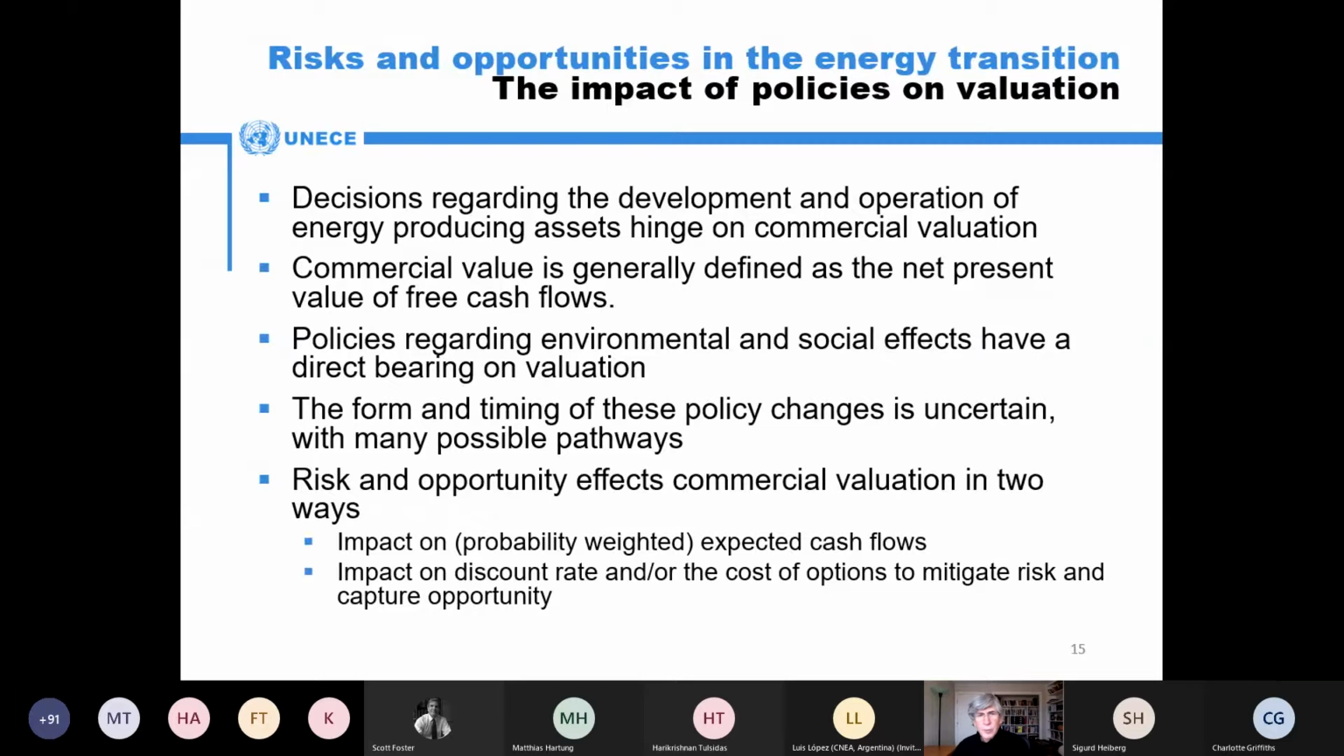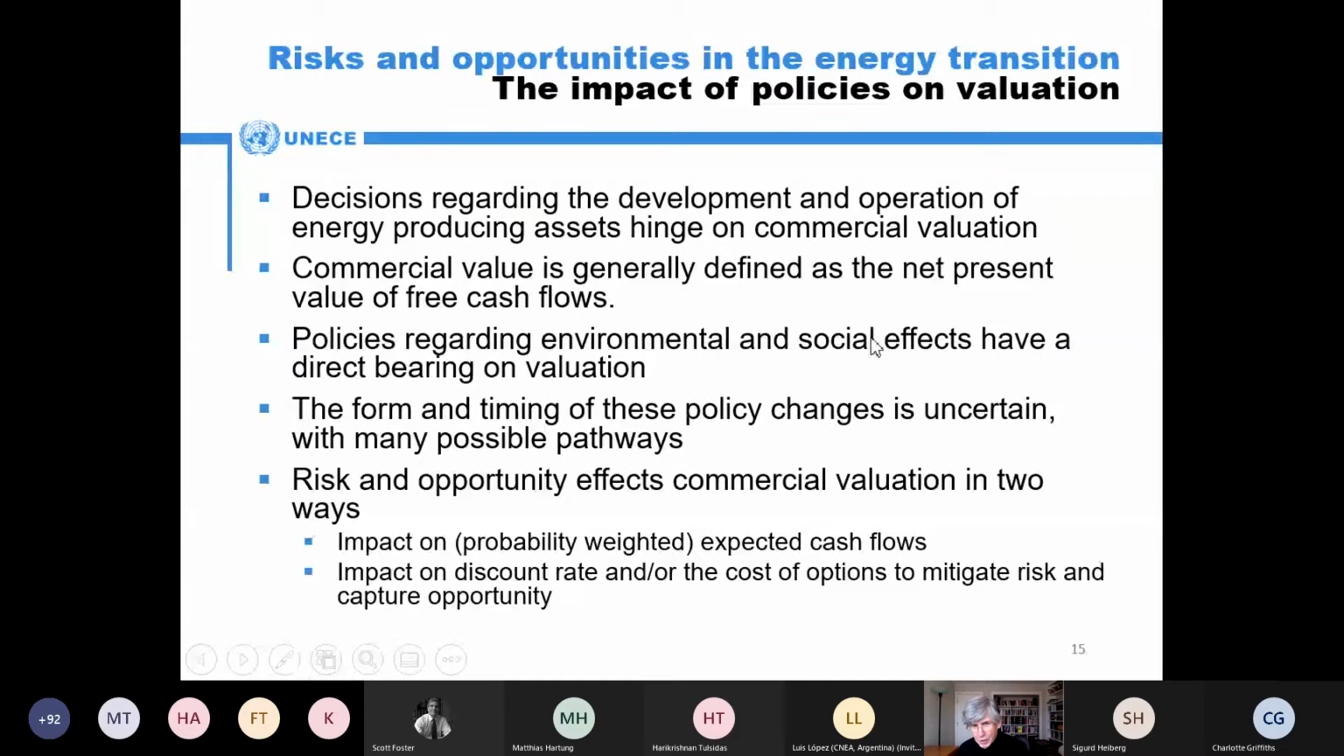Valuation plays a central role from a commercial perspective. Decisions regarding developing and operating a particular energy producing or resource producing asset hinge on commercial valuation. I don't want to go off into the finance textbook right now, but commercial value is generally defined as the net present value of free cash flows. So you look over time at all of the capital expenditures associated with the project. You look at the operating expenditures associated with the project. You look at the net revenues. And when you bring those together in a present value, if the number is positive, the project is a good one. If it's negative, it is not.